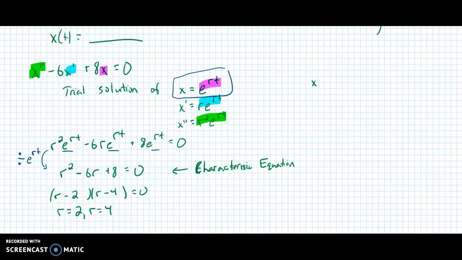I'm going to write x sub 1 is e to the 2t, and x sub 2 is e to the 4t. Now, those are two different solutions. There's two different versions of x that would fit. I took these two values and plugged them into here. My general solution is x of t equals c1 e to the 2t plus c2 e to the 4t.